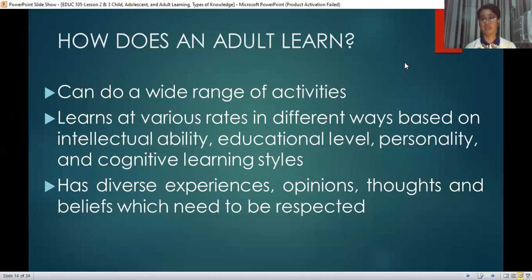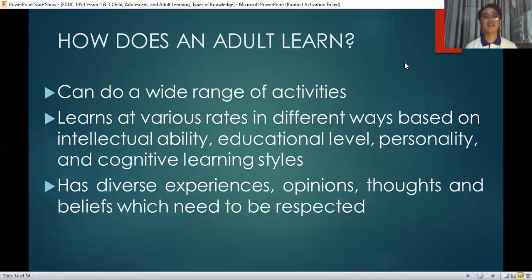Like at this point, if I will study again, I will be considered as an adult learner. Of course, it's expected that I could deliver a lot in terms of speaking, in terms of writing, in terms of reasoning, okay, compared to those learners who are classified as child or adolescent.